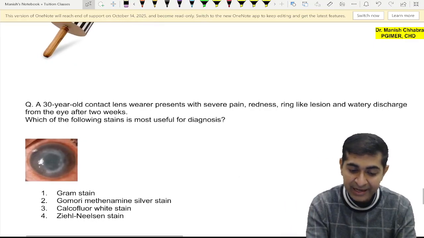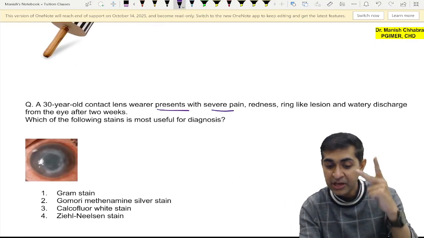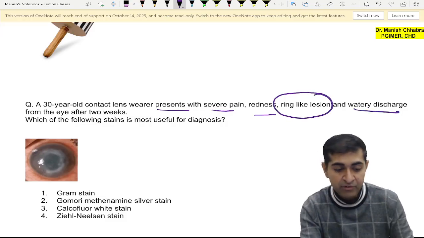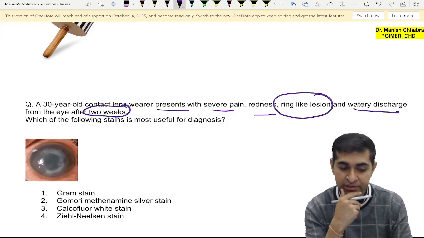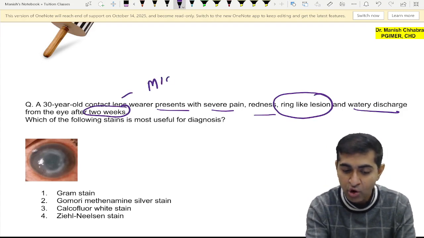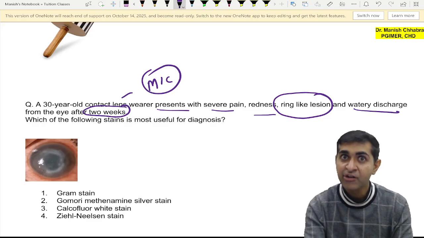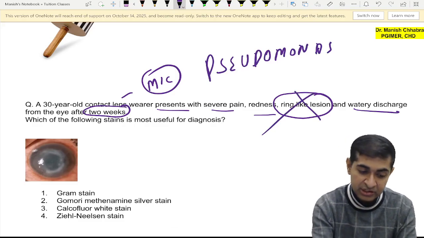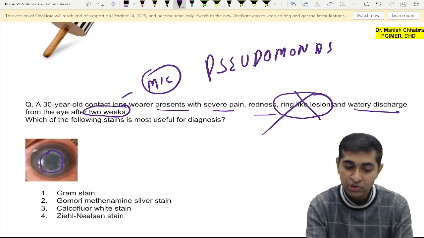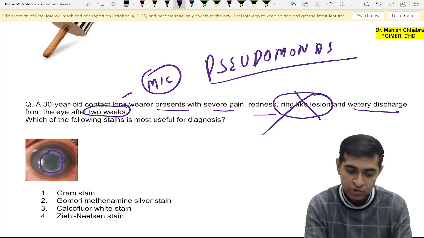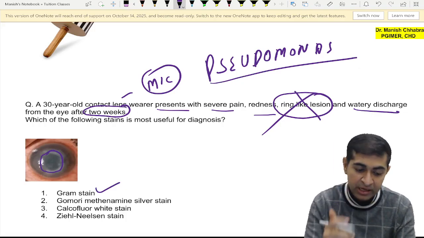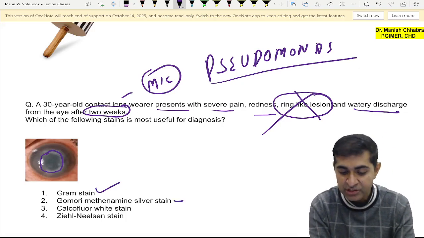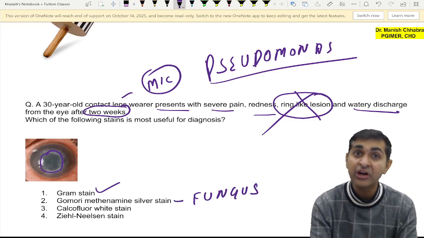A 30-year-old contact lens wearer presents with severe pain, redness, ring-like lesion, keyword, watery discharge from the eye after 2 weeks. Okay, normally which is the most common organism associated with contact lens keratitis, boys and girls? This is simple, Pseudomonas. If there was no ring-like lesion, if in this image as well you see ring-like lesion, you would have gone on for Pseudomonas, and for Pseudomonas there is gram stain. Okay, Gomori methenamine silver stain is for fungus like Candida, Aspergillus, okay, Rhizopus.